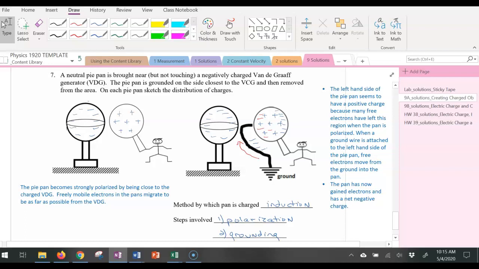So again, the pan was charged by the process of induction, and induction takes 2 steps. First, the pan had to be polarized, and then while it was polarized, it had to be grounded.